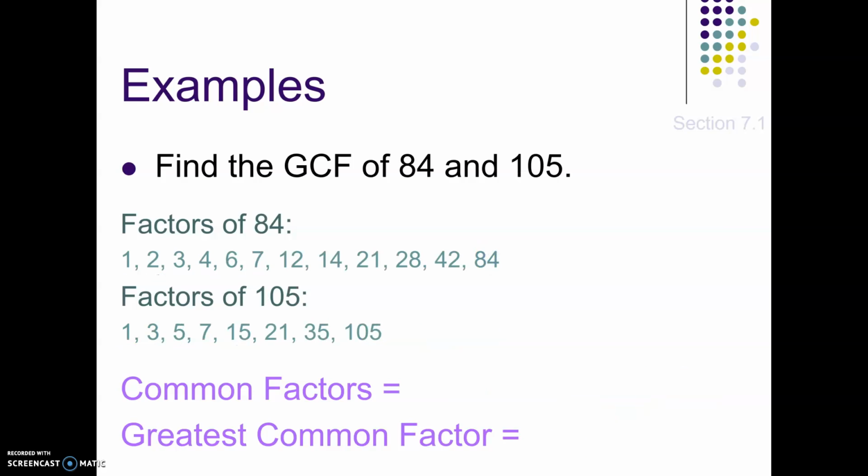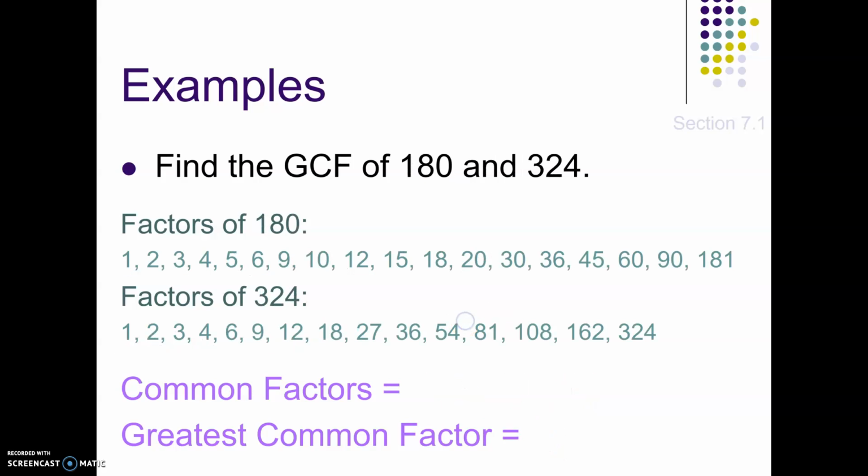To find the GCF of 84 and 105, again, I'm looking at the lists of factors of each of these numbers, comparing them side by side, and looking for where the similarities are. So again, I see a common factor of 1, a common factor of 3, a common factor of 7, and a common factor of 21. I see no other numbers on these lists that match, and so my greatest common factor is the largest common factor, which here is 21. Again, that means 21 is the largest number that will go into 84 and 105 perfectly.